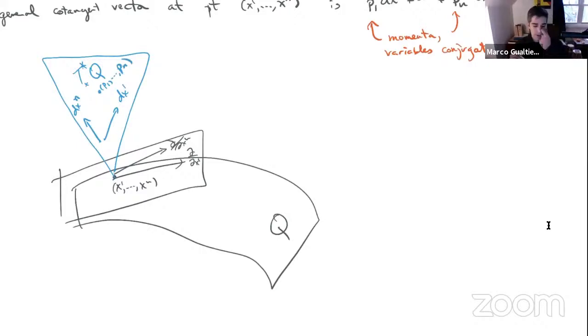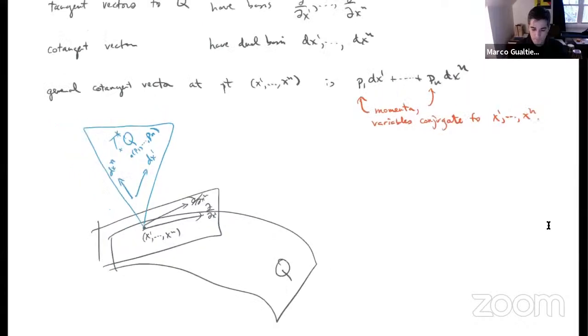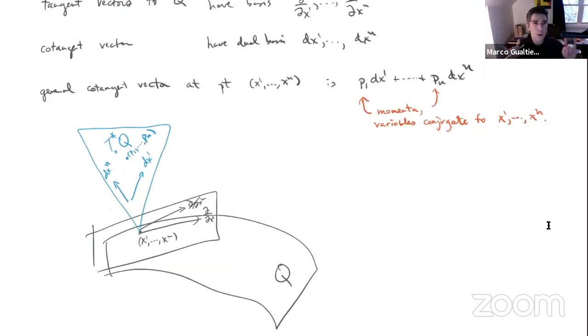All right, so in total, we have two n coordinates. The first n coordinates allow us to move around on the q space, and the rest of the coordinates allow us to move around in the p space. Okay? And in total, we have n plus n directions in which we can move.